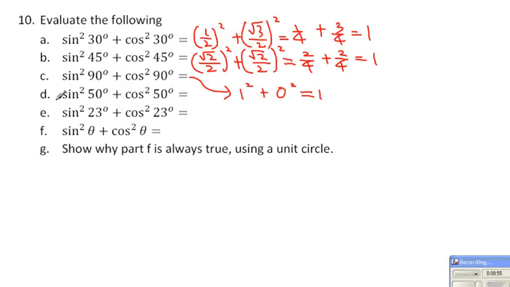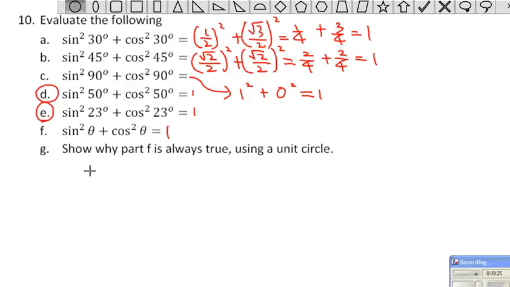Now, you can try with number D and number E. You will realize that these will also be equal to 1 using your calculator. Now, number F here, no matter what the angle would have been, by looking at all the pattern, the answer will be equal to 1. Now, here comes part G. Show why part F is always true, meaning this one is always equal to 1. Why is that? Using a unit circle.